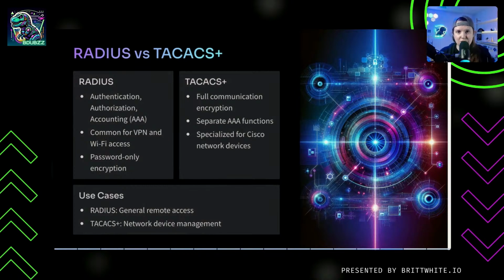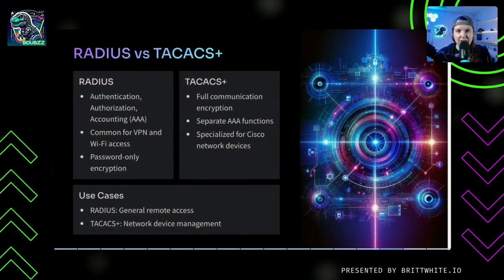First is authentication, where Radius verifies your identity, making sure you are who you claim to be. Next is authorization. Once Radius knows who you are, it determines what resources and services you're allowed to access.